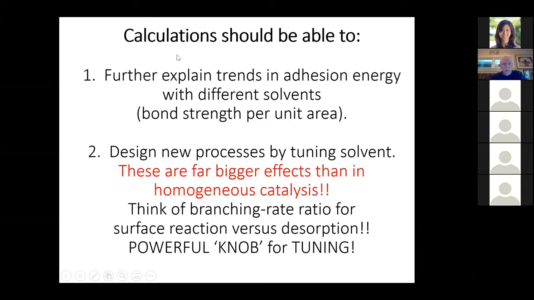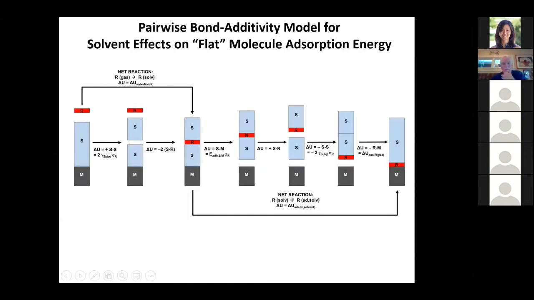I'm just calling here for things like DFT calculations to look into some of these things, because I think there's lots of opportunities with computational catalysis to do these kinds of ideas, and also to explain trends in adhesion energies with different solvents, and that really just relates to the bond strength per unit area there.